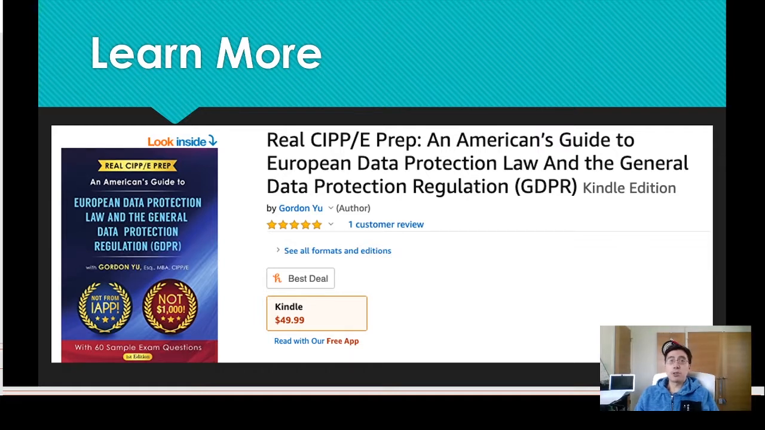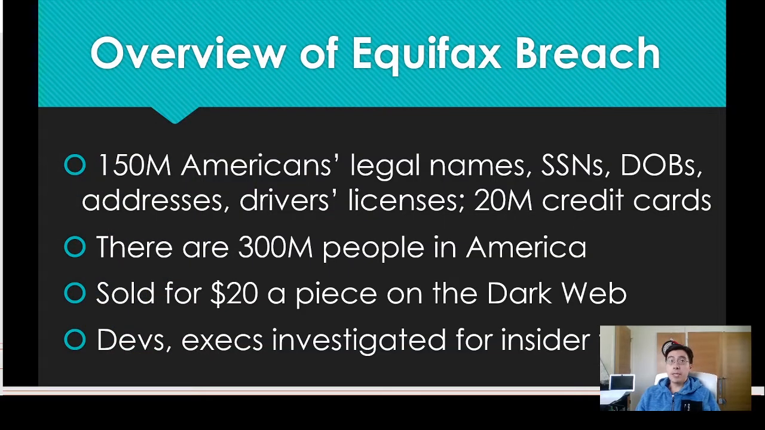150 million Americans' personally identifiable information, their legal names, SSNs, dates of birth, addresses, driver's licenses were compromised, along with 20 million credit card numbers, and there are 300 million Americans total. So this was half of the American population. When I say compromised, I mean that this information is being sold for roughly $20 a piece on the dark web. So if you go on the dark web, you can, of course, make some purchases there.